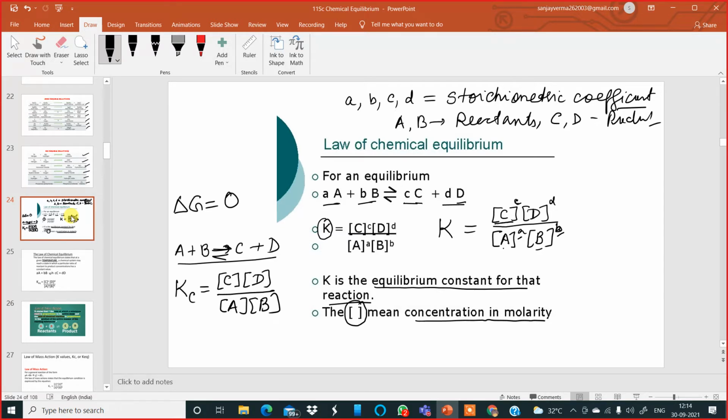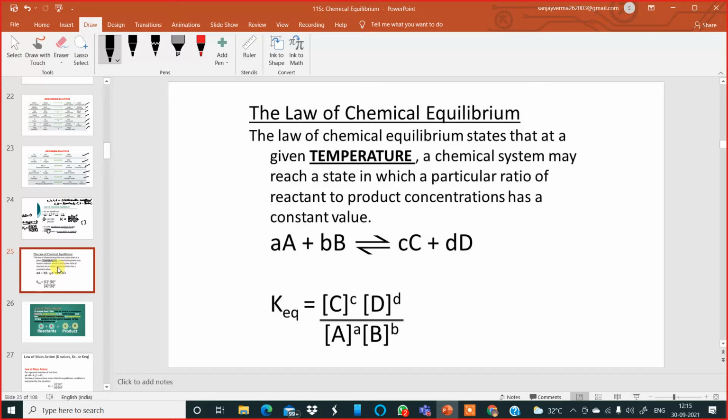This is the law of chemical equilibrium. And please keep in mind that the concentration is represented by a square bracket. Okay. Now, moving to the next slide, the law of chemical equilibrium.